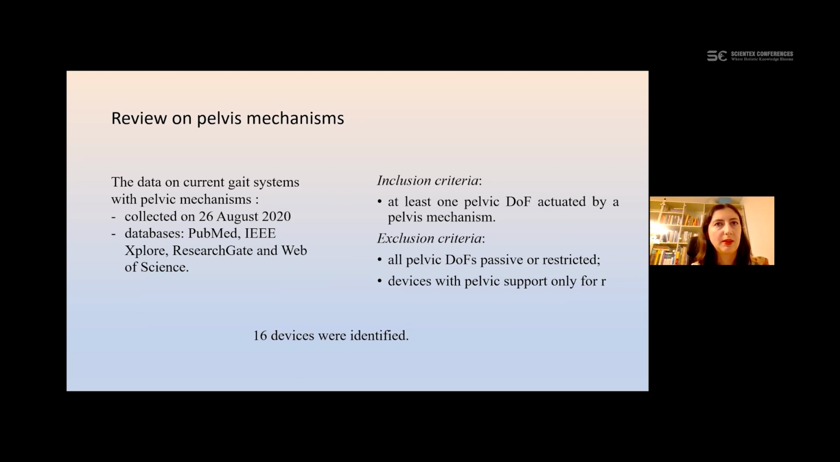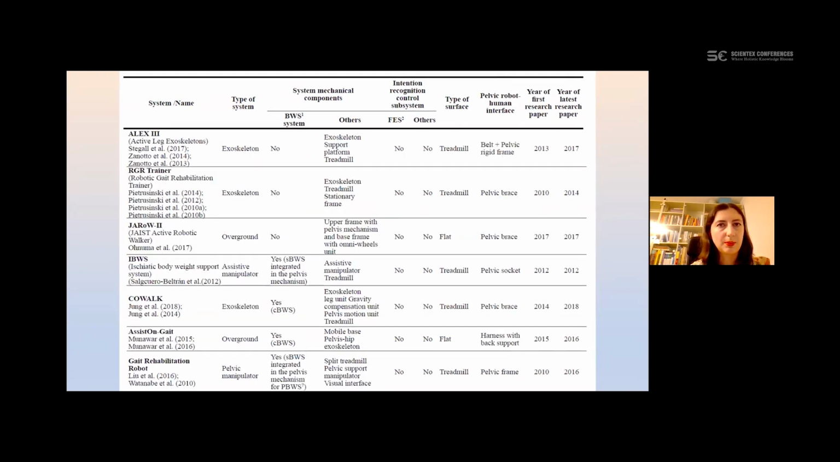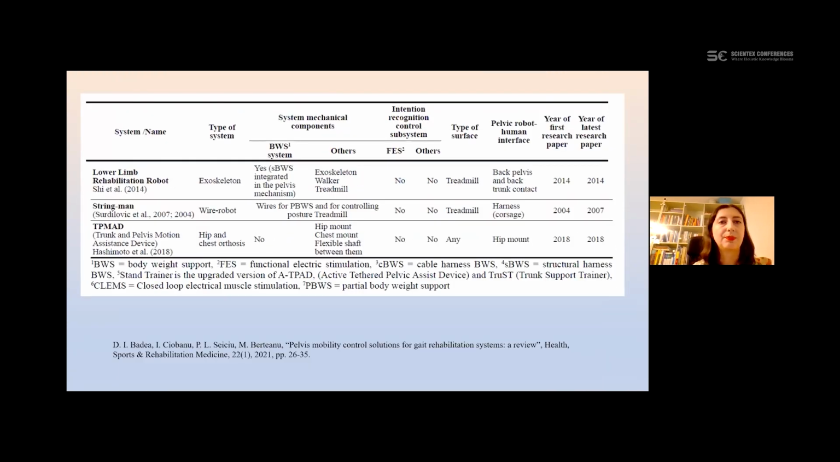16 devices that met the criteria were identified. If a system had more versions or prototypes, the latest one to meet the criteria was chosen. This is the list and overview of the systems. I will talk about the most important aspects in the next slides.